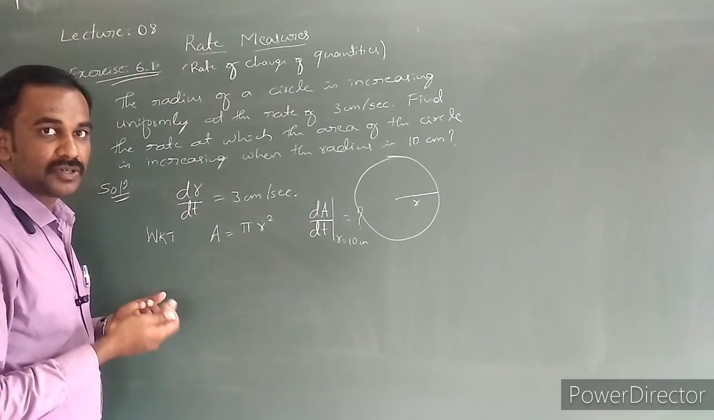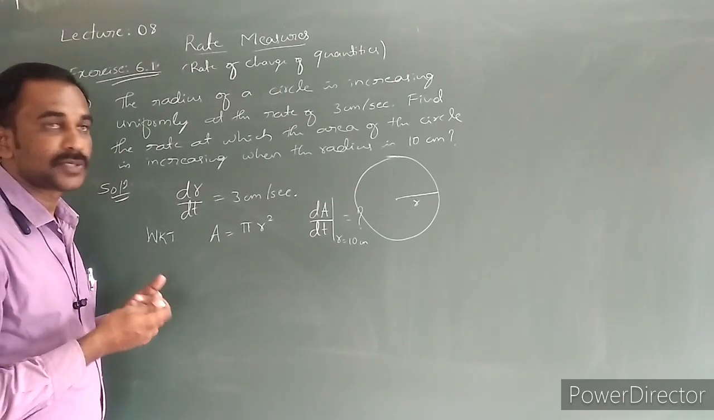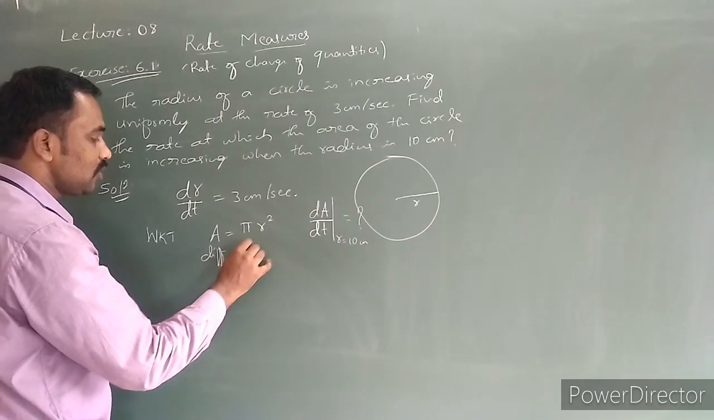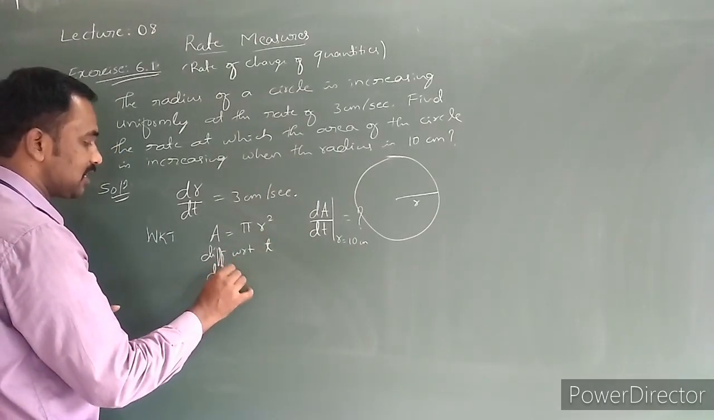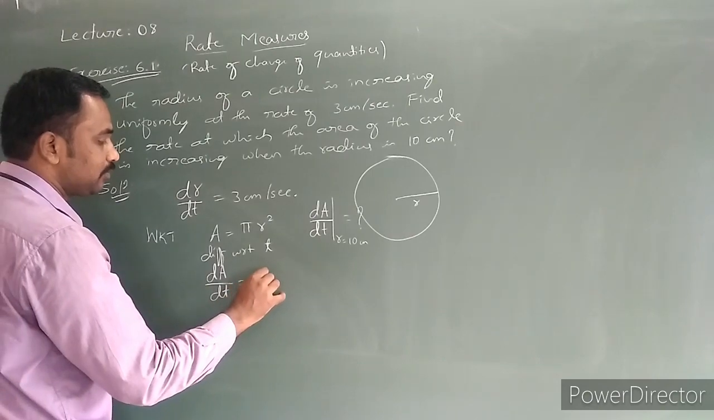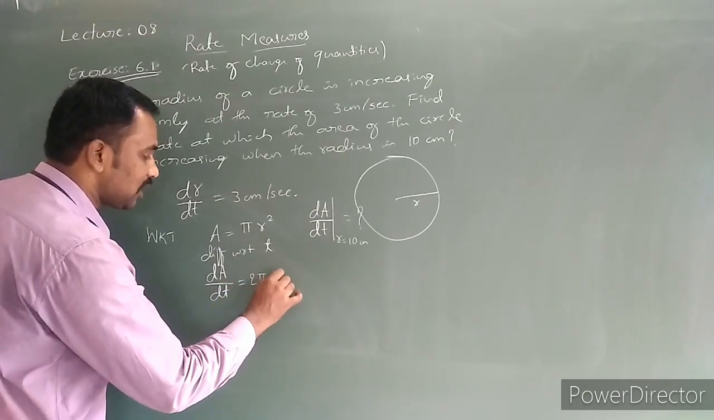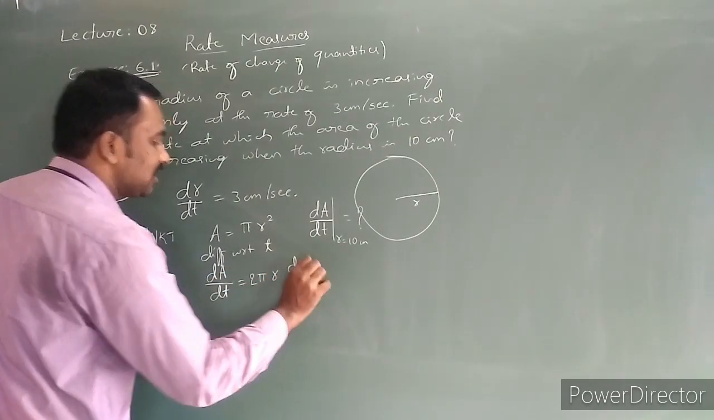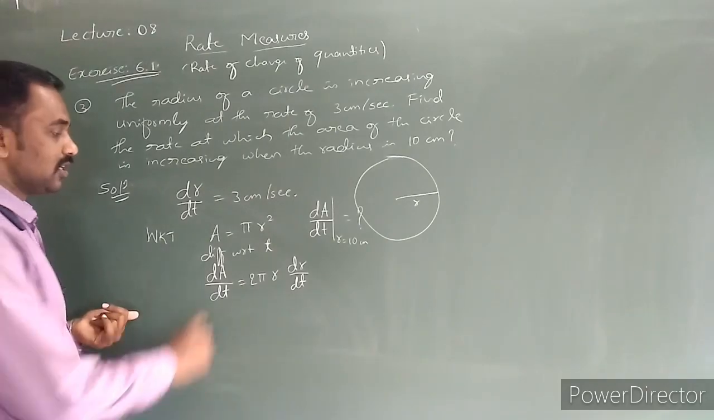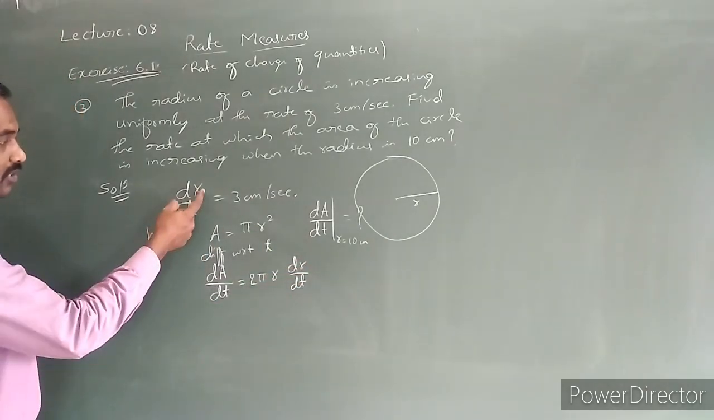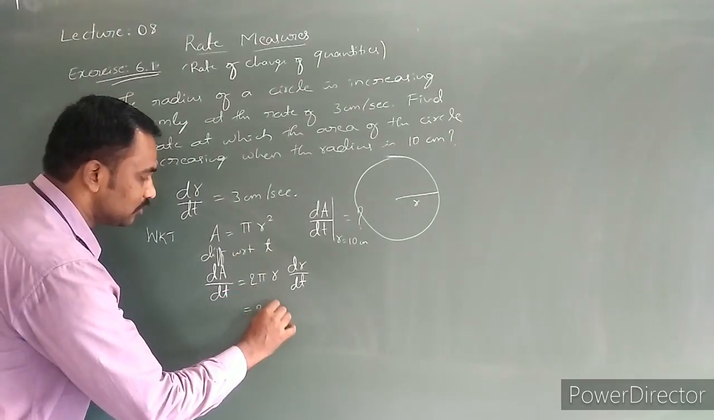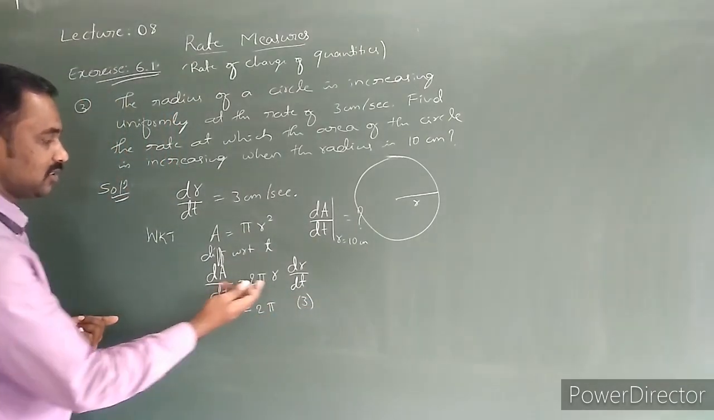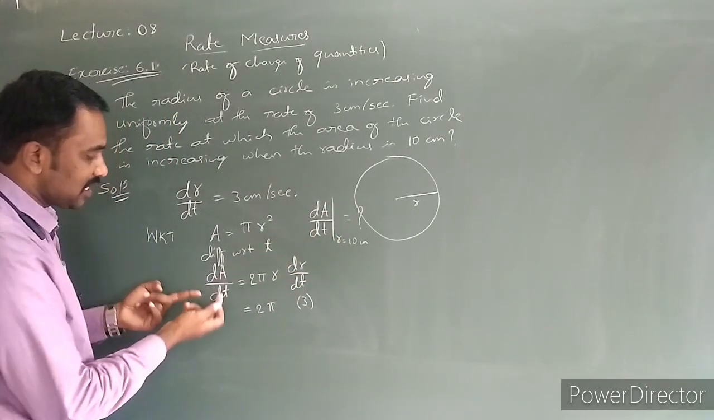Differentiating with respect to what? With respect to the radius or with respect to time? Here with respect to time, because of per second. So differentiating with respect to time, what will we get? dA by dt is equal to pi as it is, r square differentiation is 2 times r, and using the chain rule, dr divided by dt. Now replace whatever quantity we know. We know the dr by dt, so replace it: 2 pi r dr by dt. What is the dr by dt value? 3, and this gives us the dA by dt value.